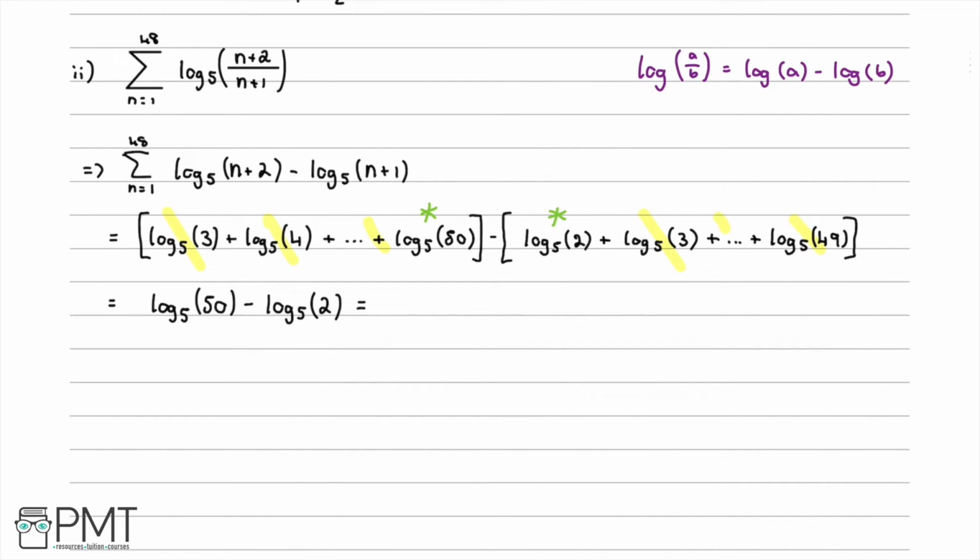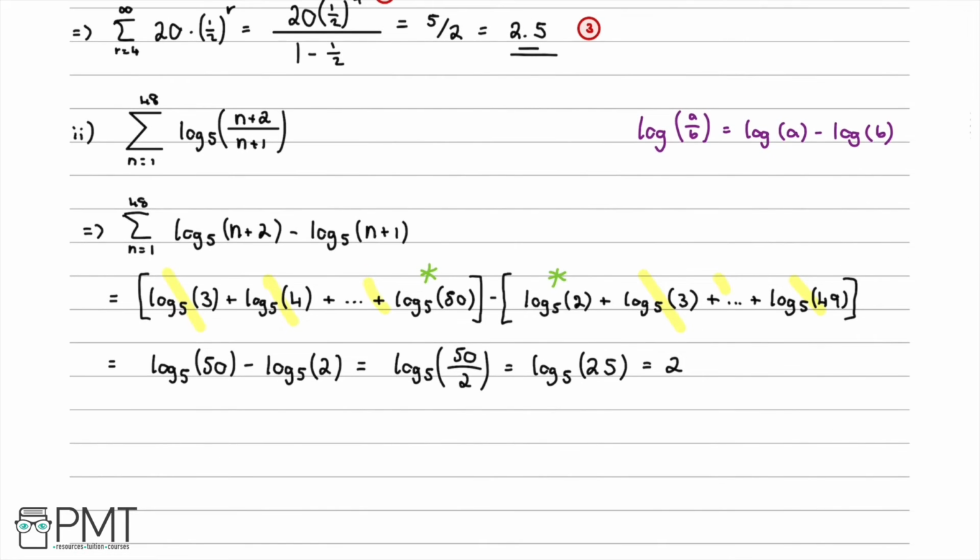And then we still have our log law. We can now reverse the log law here and do what we did earlier, but in reverse this time. So we'll have log base 5 of 50 over 2, and that is equal to log base 5 of 25. We then put log base 5 of 25 into our calculator, and we see that that is equal to 2.